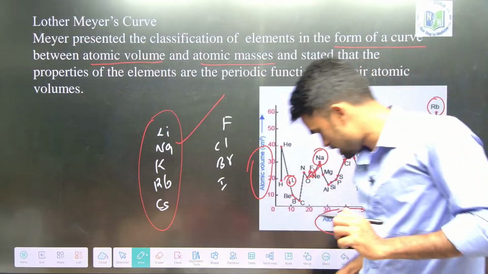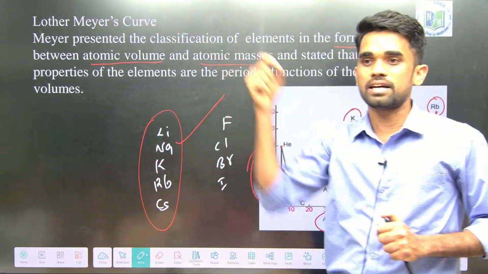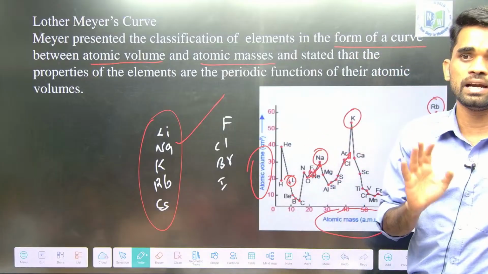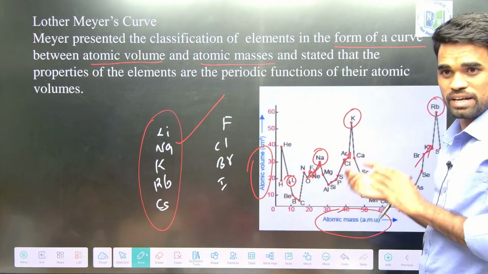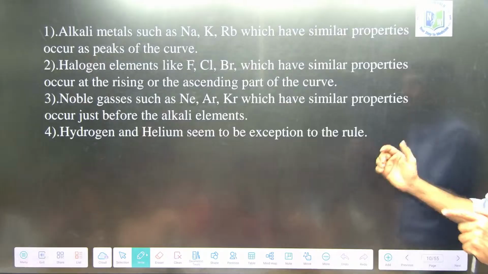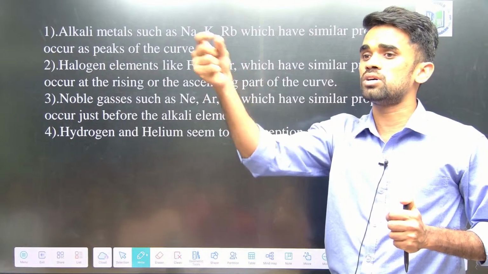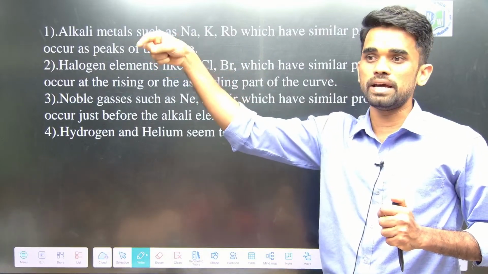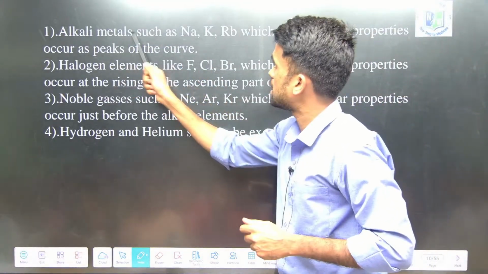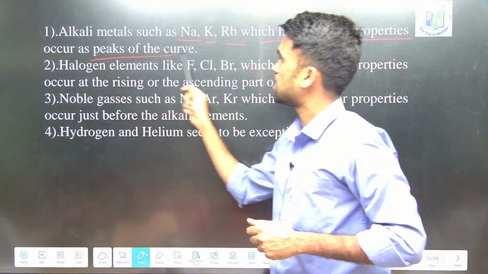Now tell me, is it really easy to remember the positions of each element on the curve? No, it is very difficult. That is why this also failed: it is very difficult to remember the positions of all the elements. But questions from this curve can be expected like this: where can we observe alkali metals in the Lothar Meyer curve? You can remember this direct statement: alkali metals such as sodium, potassium, rubidium, which have similar properties, occur at the peaks of the curve.